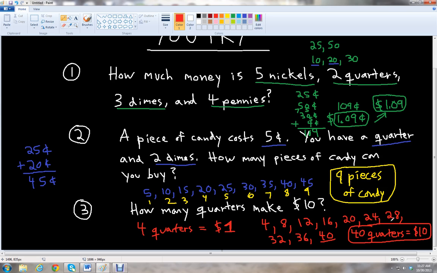So that when you do your quarter roll, you usually want to do it for $10, so you're going to need 40 quarters to fill up that entire quarter roll if you want to take it to the bank and get a $10 bill.